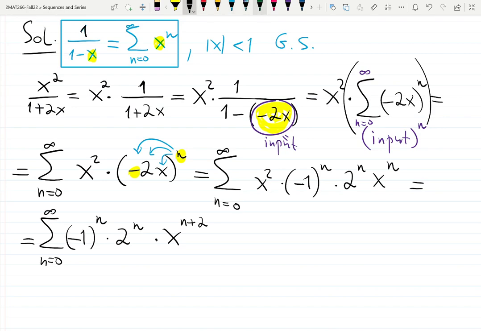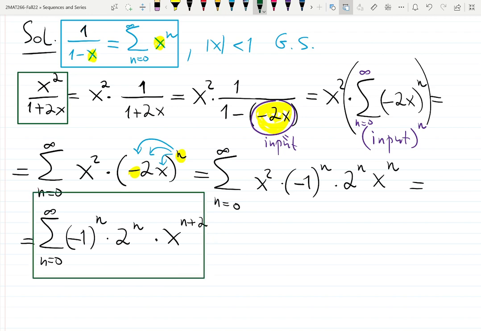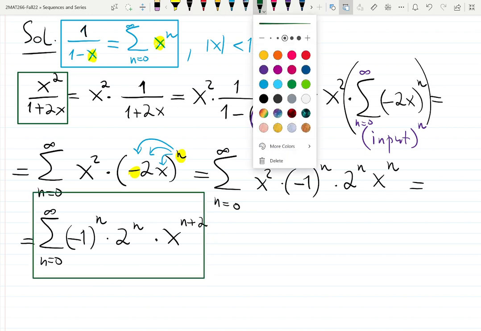So I'll put it in green color. The function x squared over 1 plus 2x has an expansion that looks like so: the sum of minus 1 to the n, 2 to the n, x to the n plus 2.